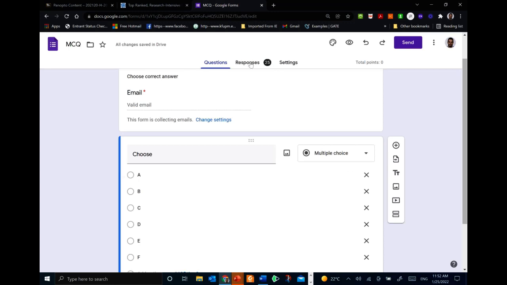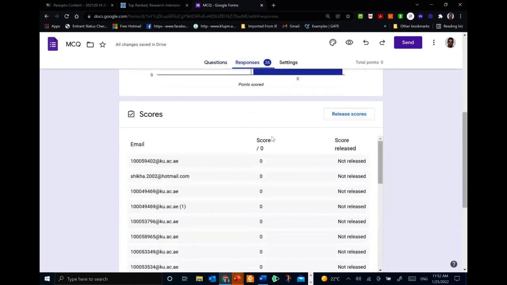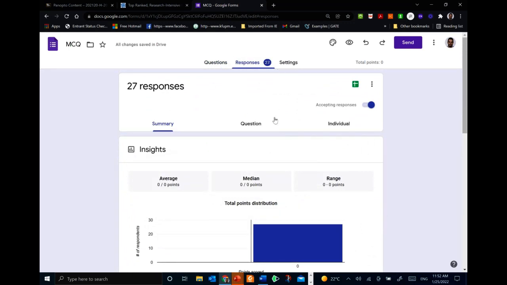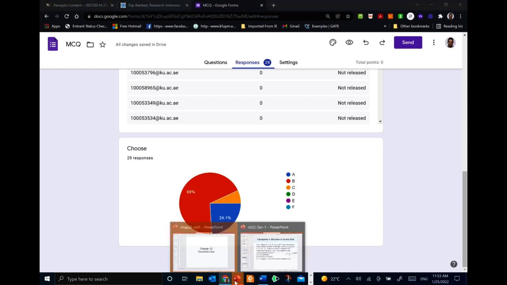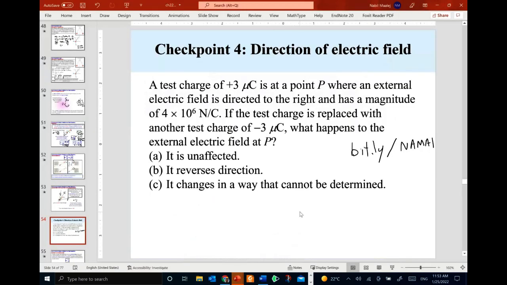So, in order to proceed, let's look at the responses. Okay, so it looks like the majority are saying B, a minority is saying E, and a very small minority is saying C. Interesting. All right, so let's look at the answer here.